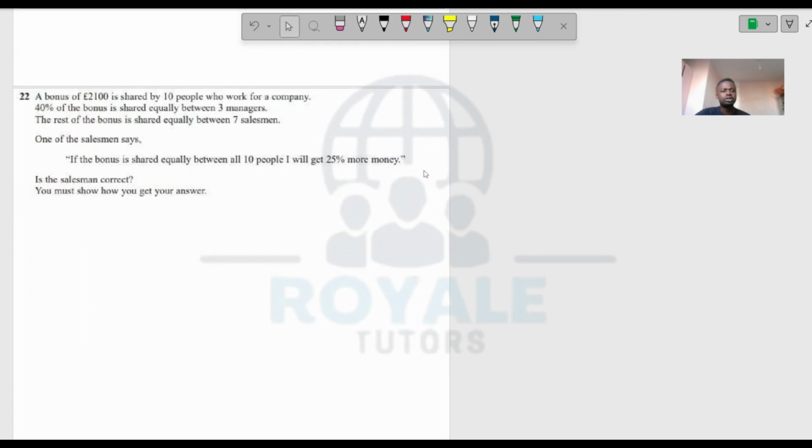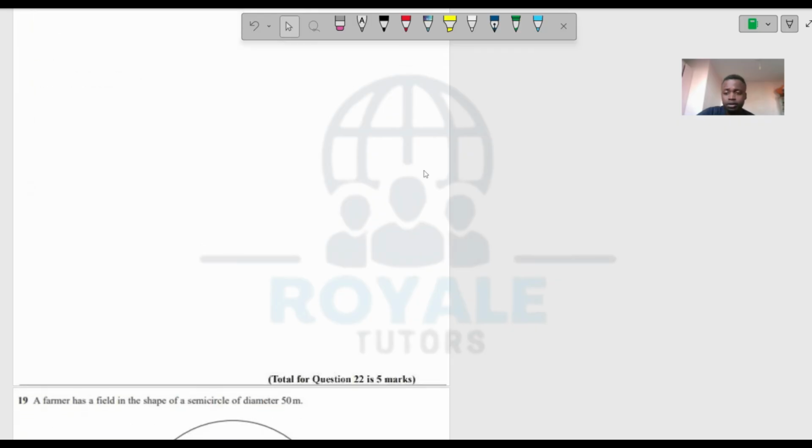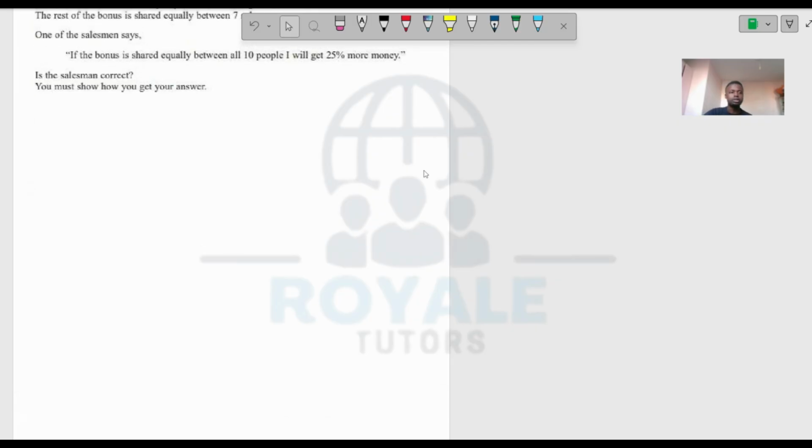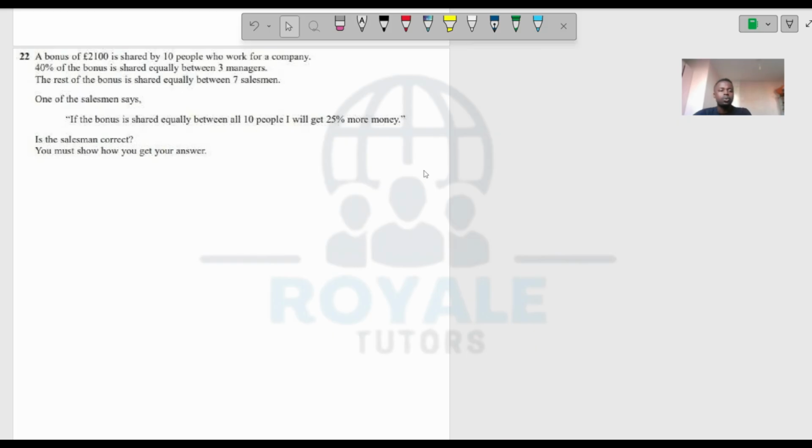All right, let's see the next question. This question is a 5 marks question, so I want us to pay attention to it. It says a bonus of 2,100 pounds is shared by 100 people who work for a company. 40% of the bonus is shared equally between 3 managers. The rest of the bonus is shared equally between 7 salesmen. One of the salesmen says, if the bonus is shared equally between all 10 people, I will get 25% more money. Is the salesman correct? You must show how you got your answer.